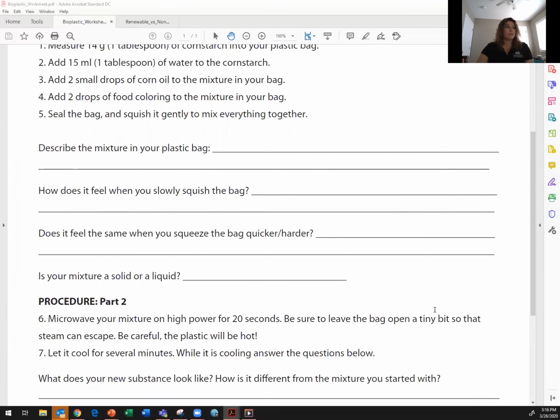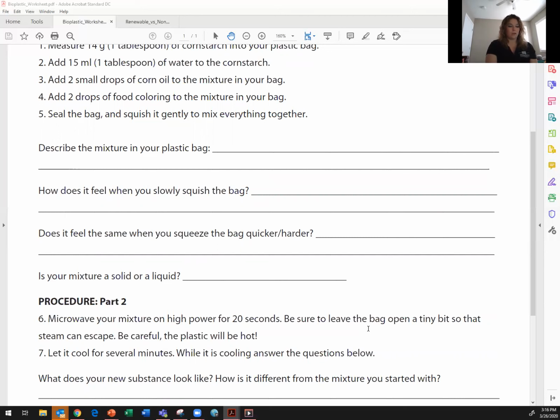Procedure part 2. You are going to microwave your mixture on high for 20 seconds, but be sure to leave your bag open a tiny bit so that the steam can escape. And be careful when you take the bag out of the microwave because it will be very hot. And you can set this on a hard plate or a surface to let it cool. Let it cool for several minutes before you take your plastic out of the bag.